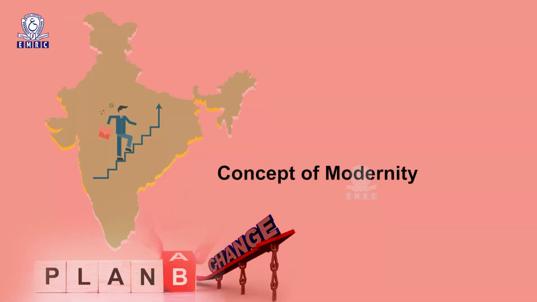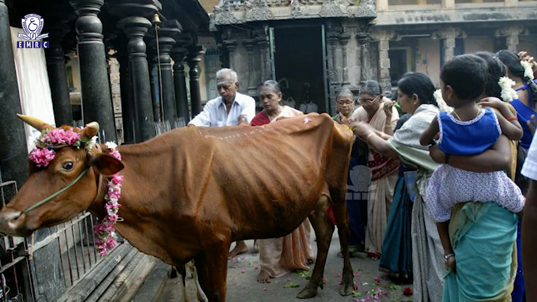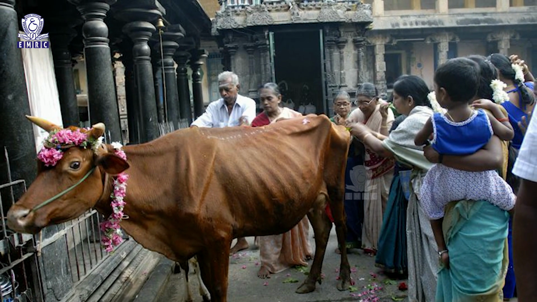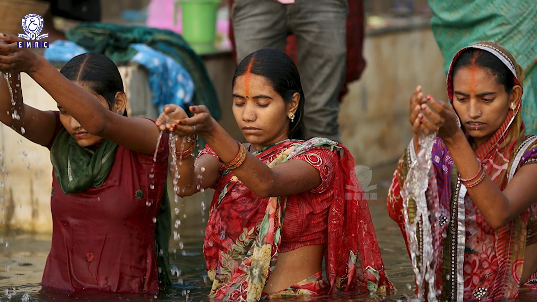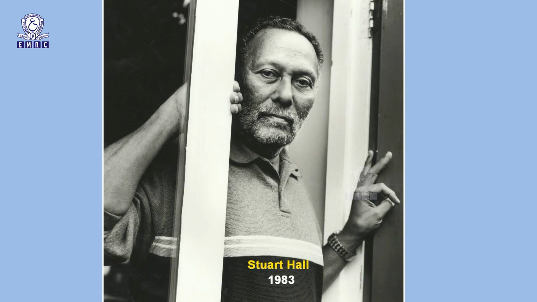Let us study the concept of modernity. We understand that tradition is a set of social practices which seek to inculcate certain behavioral norms and values, implying continuity with the past and associated with widely accepted rituals and other forms of symbolic behaviors. According to Stott, modernity represents a substantial break with traditional society.